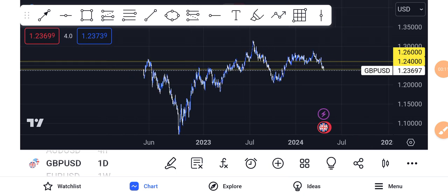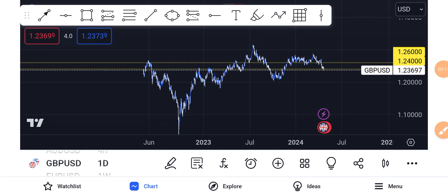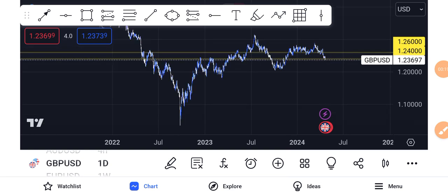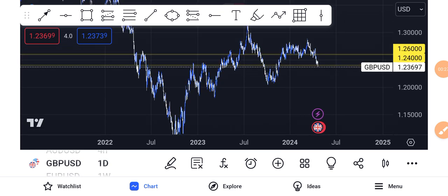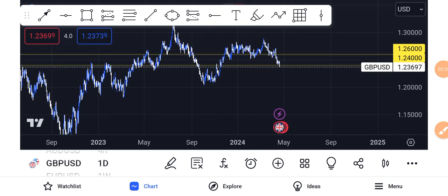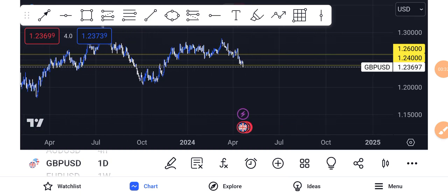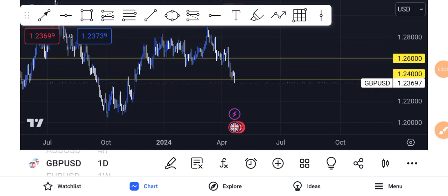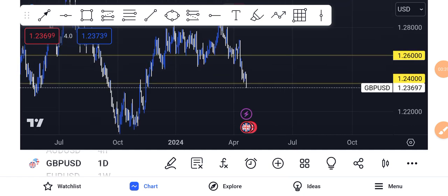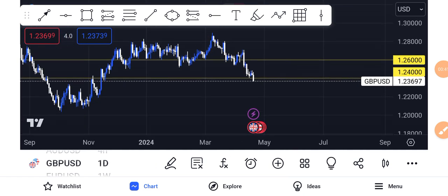Alright guys, today we'll be talking about some top-down analysis. We'll be doing a little top-down analysis, looking at our GBP USD. What are our expectations? So here is the daily time frame. We'll start from the daily and gradually go down to the lower time frames.